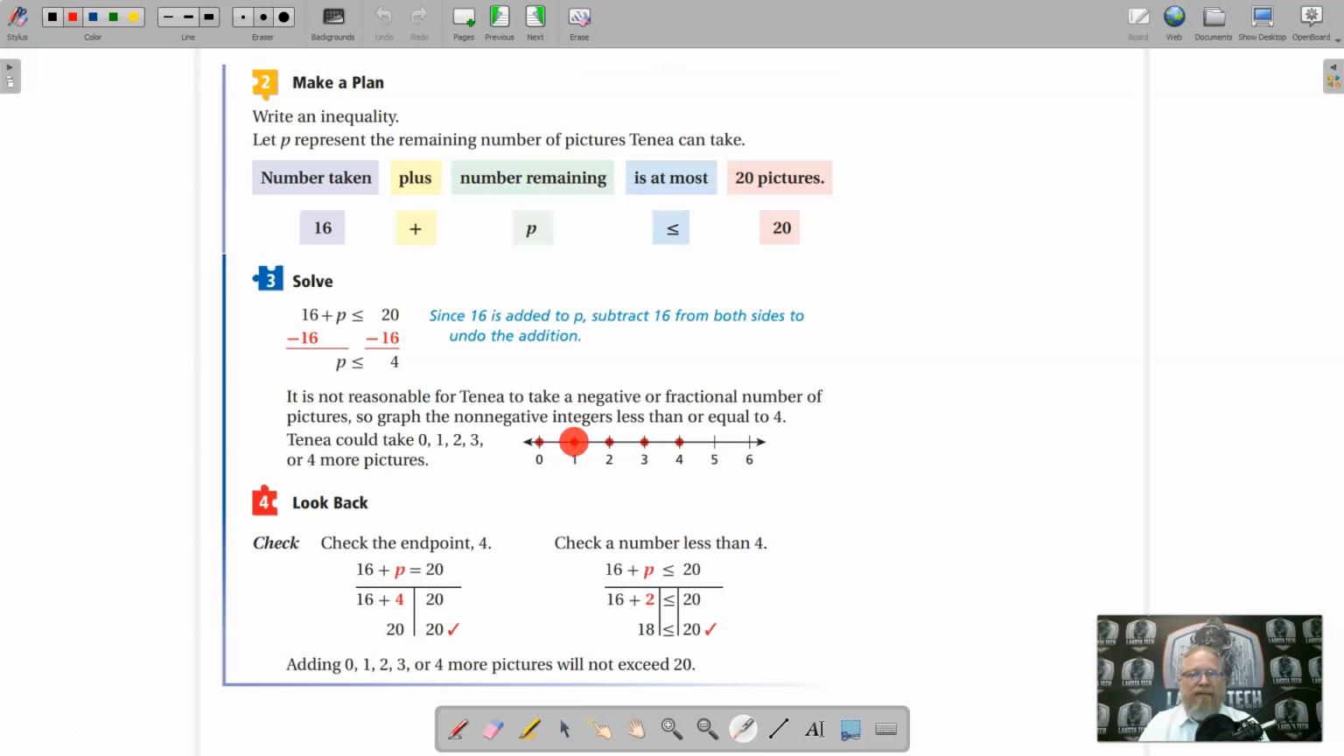So notice how this graph is a little bit different than the other graphs. There's a concept of continuous and discrete. This would be discrete. We'll talk about that later on in another lesson.